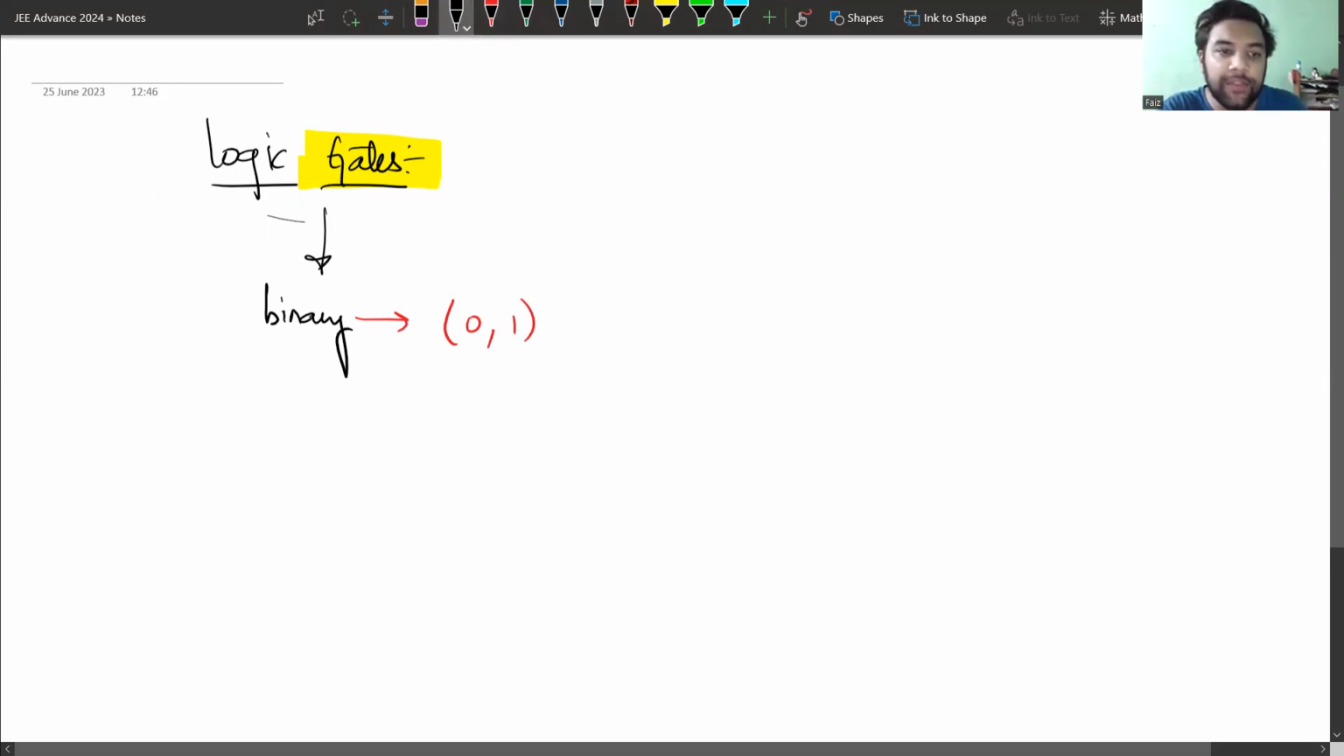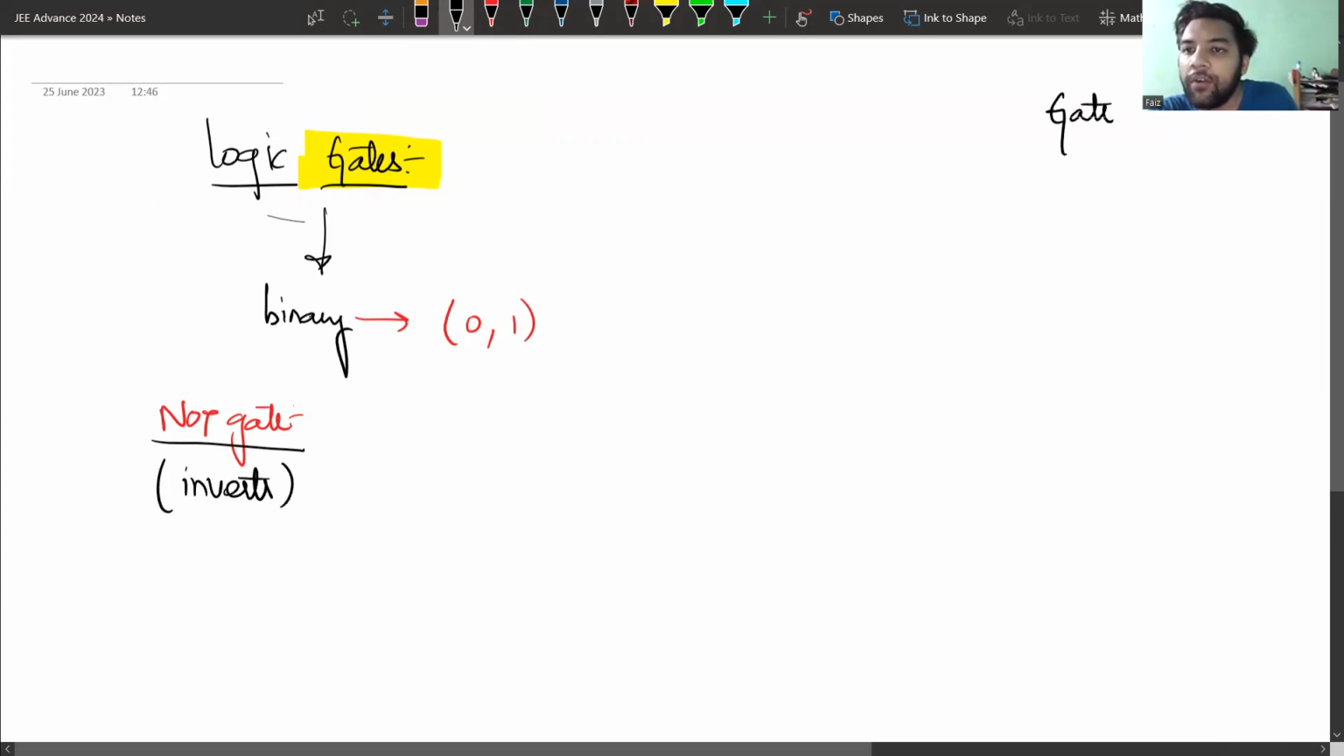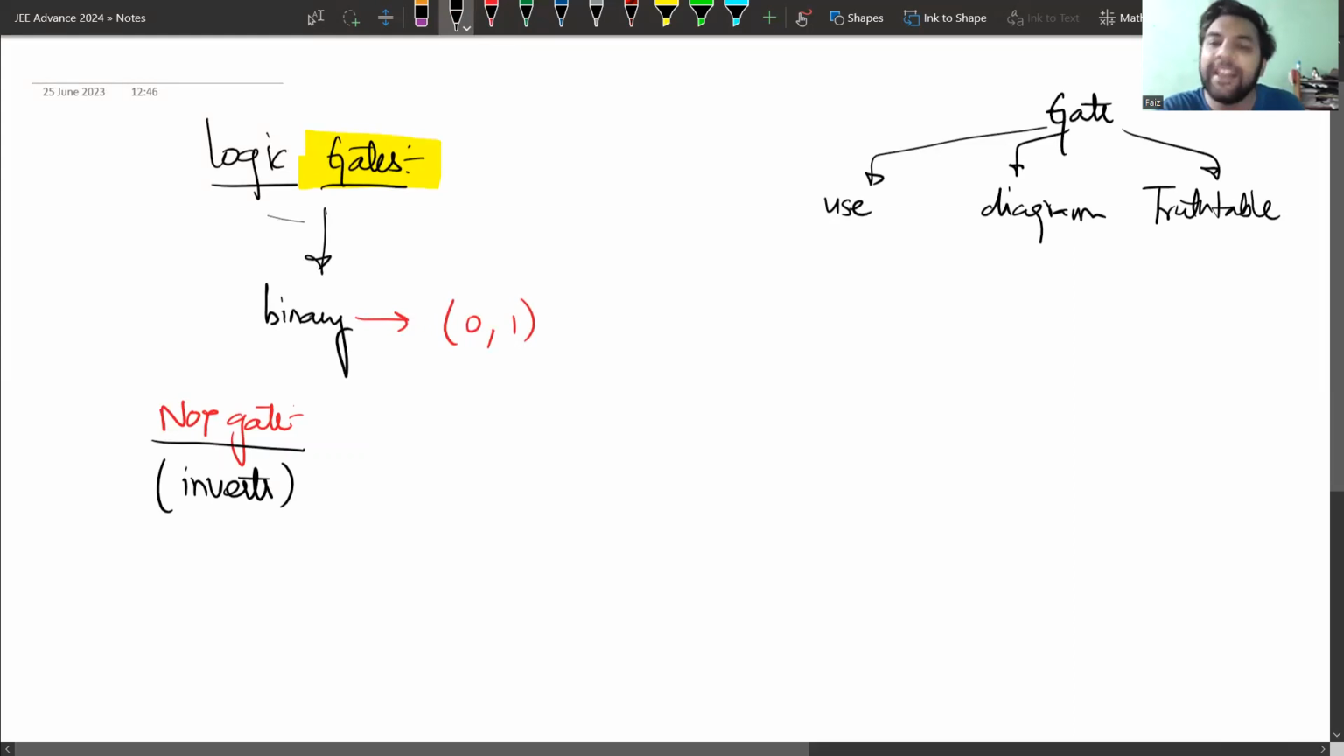The first gate which we have is called the NOT gate. From the name, we can interpret that NOT means something which inverts something, right? That is very true. It inverts. I'll give you an overview of each gate. First, we are going to see what it does and what the use of that gate is. Then the diagram of that gate, and the truth table of that gate. These are the three things we are going to see for each and every gate.